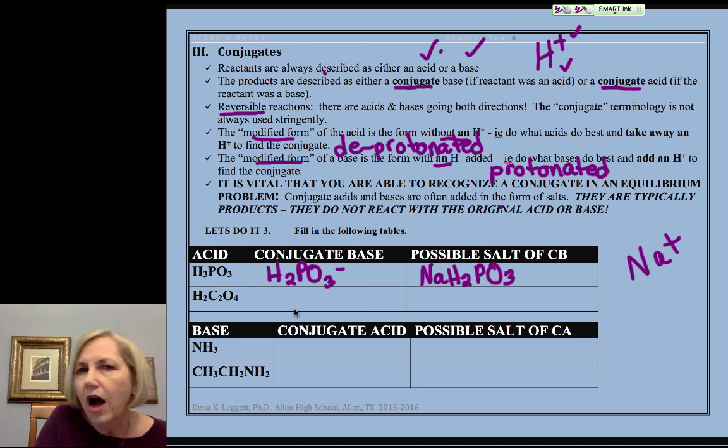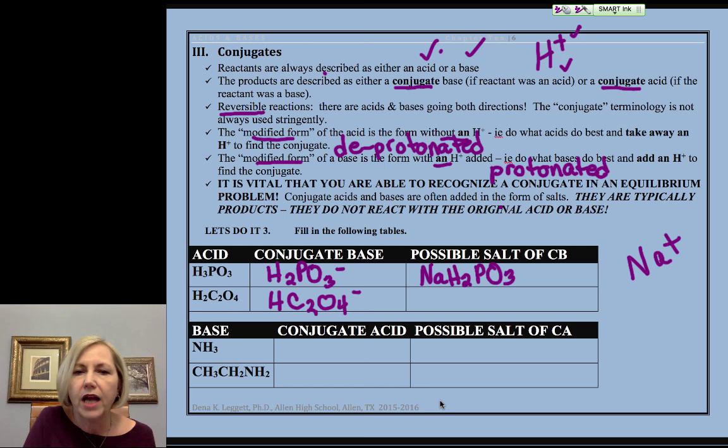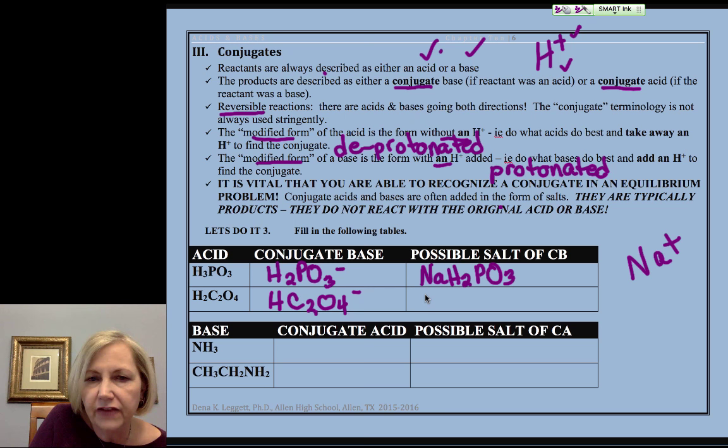Oxalic acid, lose an H, one at a time. That's one of the nicest things about this unit, most of the stoichiometry is one-to-one. And you've got to lose an H and a positive, which leaves you that leftover negative. So we might have potassium HC2O4, okay?